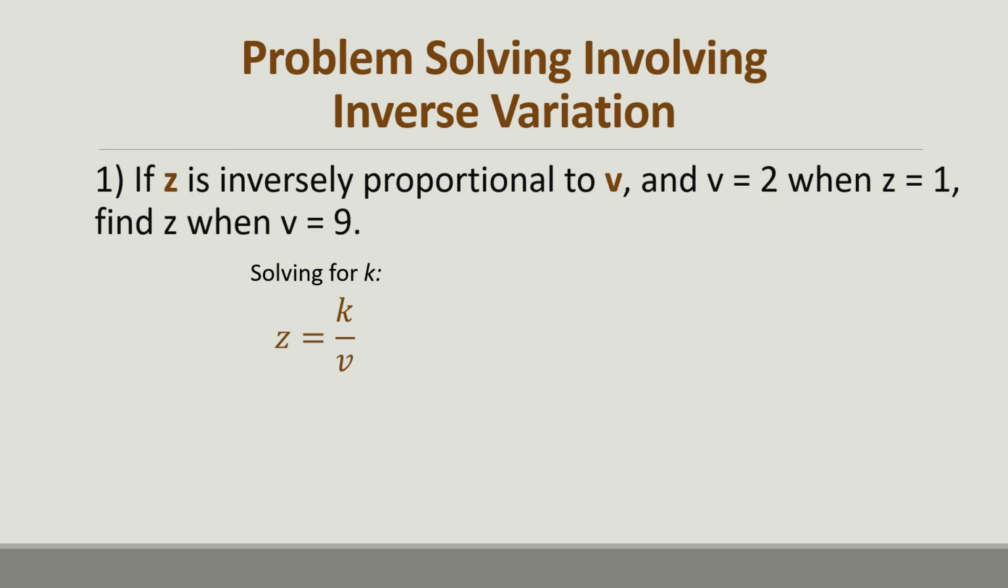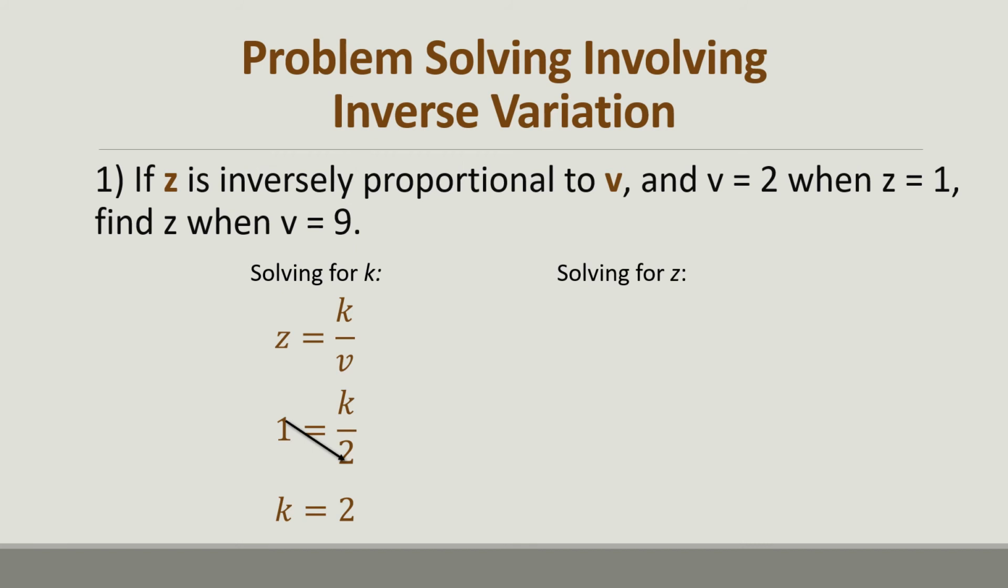All right, so now we use the values in the second clause. We have V equals 2 and then Z equals 1. So we substitute it to the equation there. And in solving for K, we cross multiply, no? So 1 times 2, we get K is equal to 2.